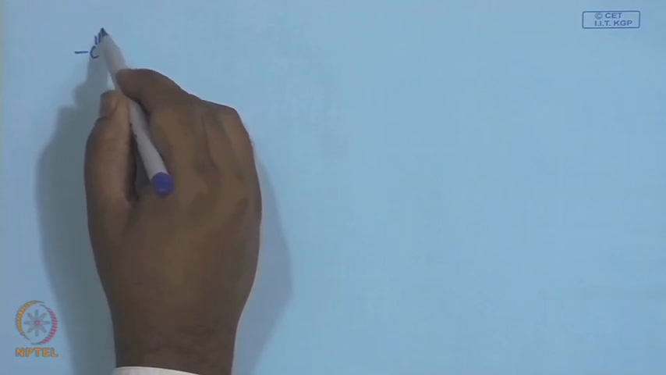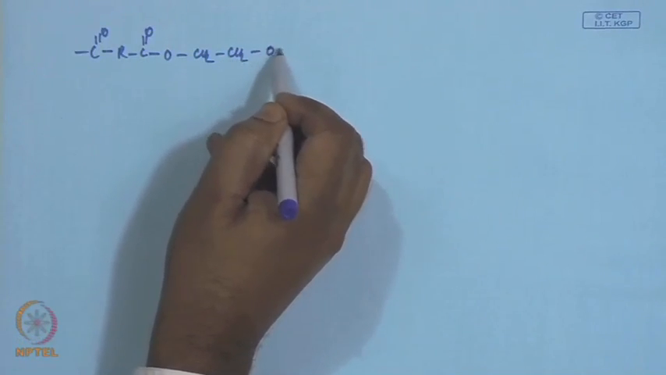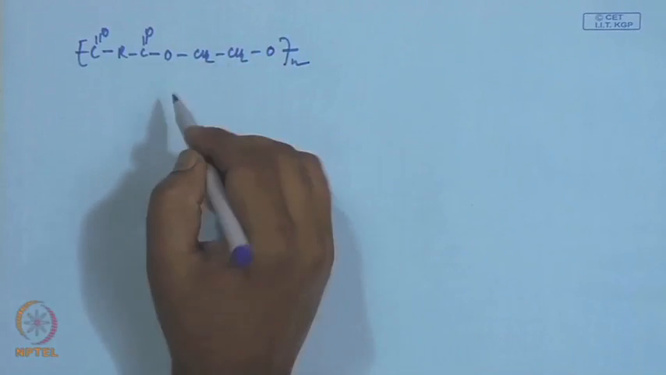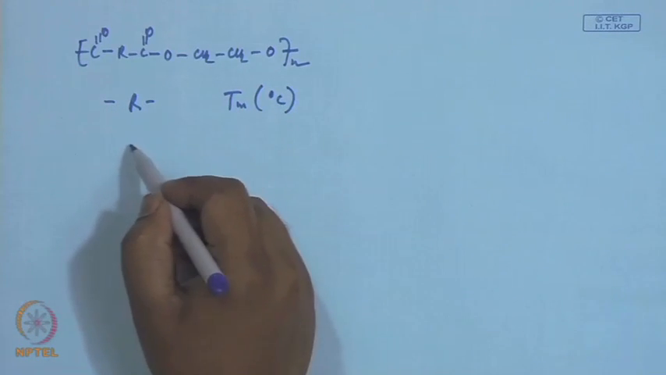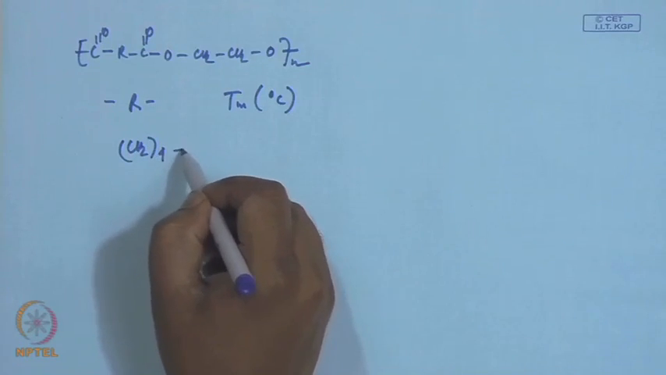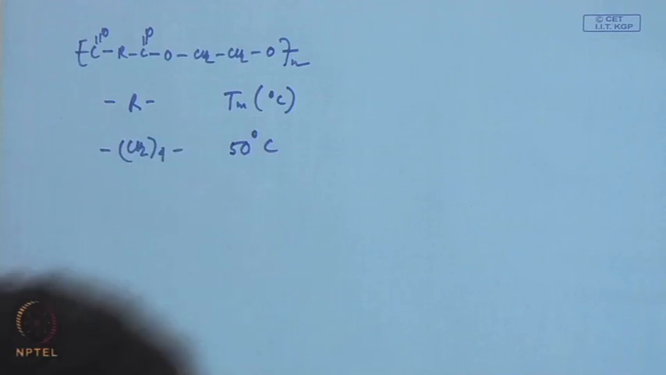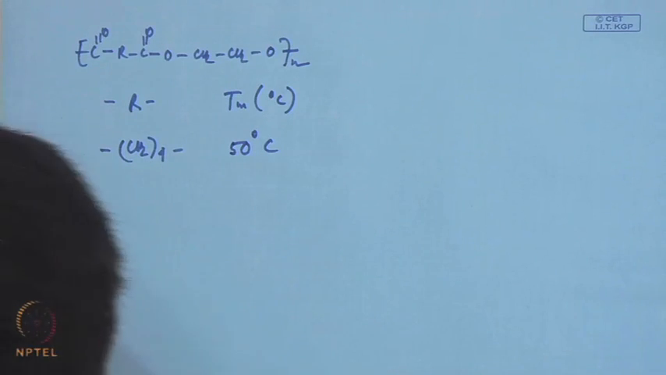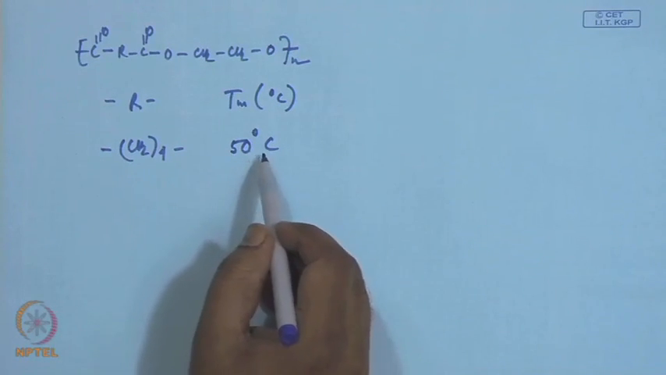For example, if we consider these polyesters, when R is (CH2)4, (CH2)4 is a linear alkane, a normal alkane, which gives us a very flexible chain, and the Tm is 50 degree centigrade.